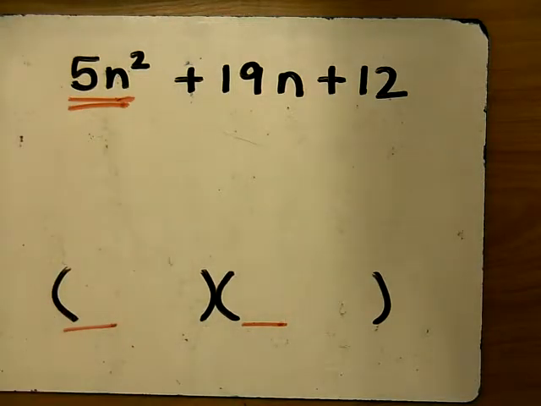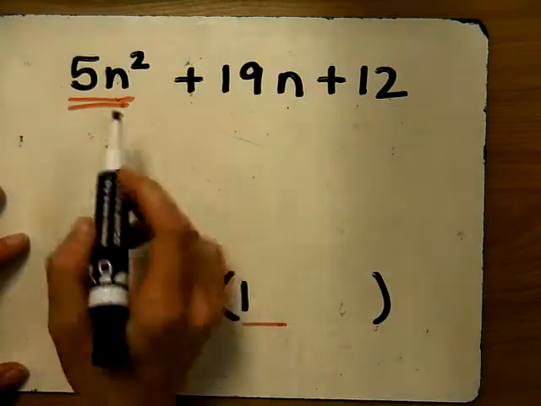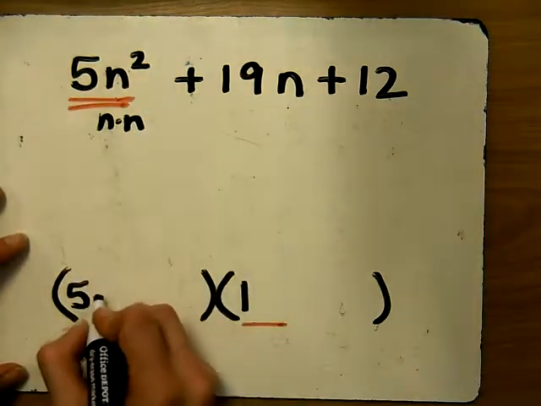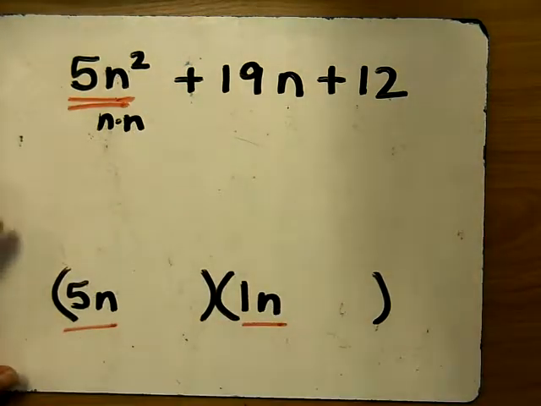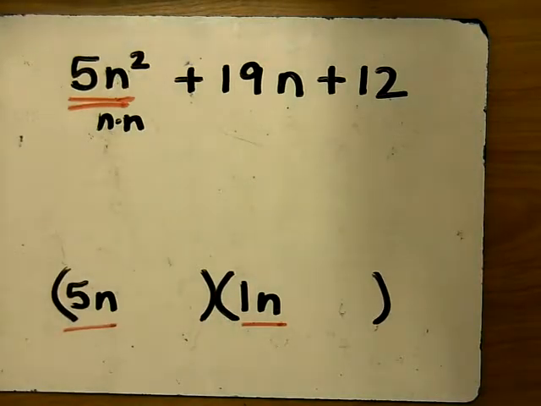I look at first the number 5. The only thing that multiplies to be 5 is 5 times 1, because 5 is a prime number. So I know there's going to have to be a 5 here and a 1 here. And then n squared, I realize, is just n times n. So I'll have an n here and an n here. Now this is set up so that the first two terms multiply to be the first term in the trinomial.